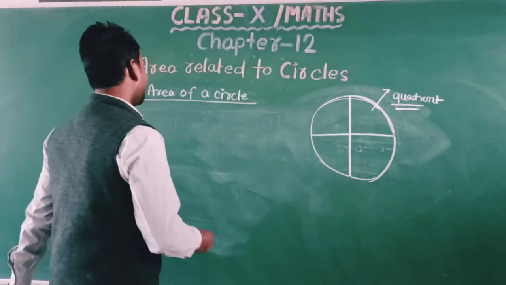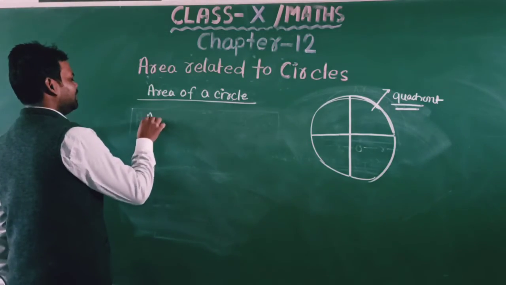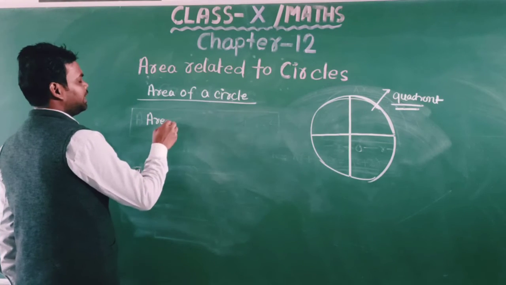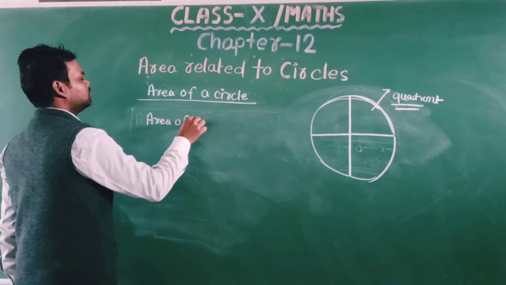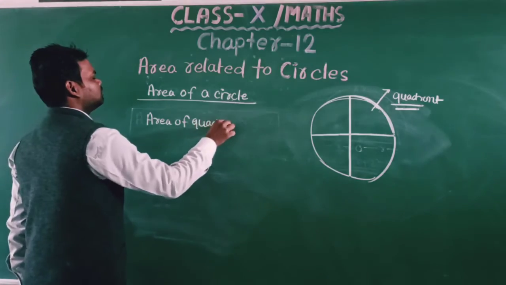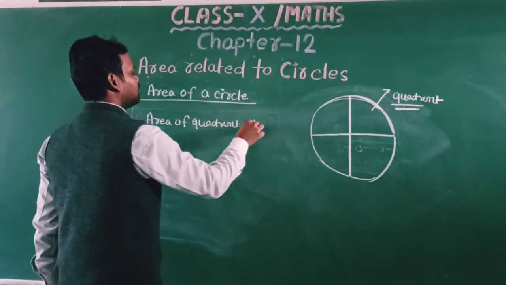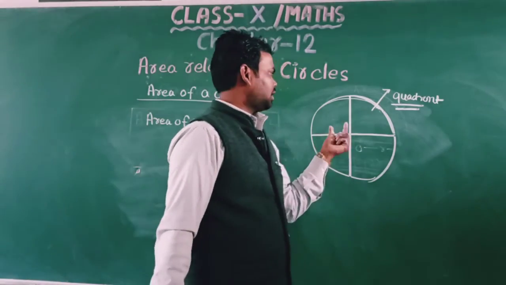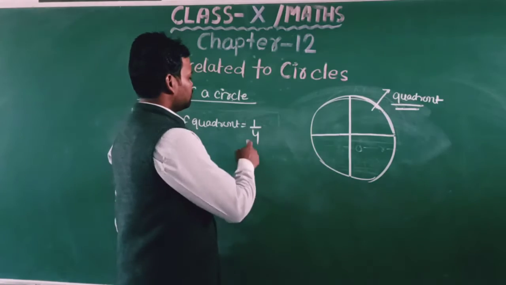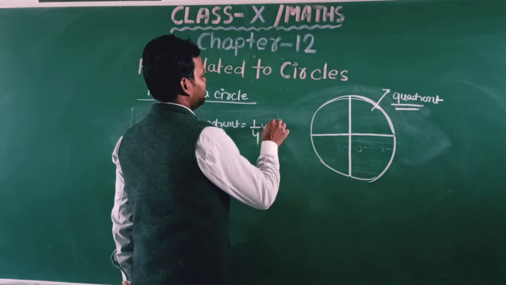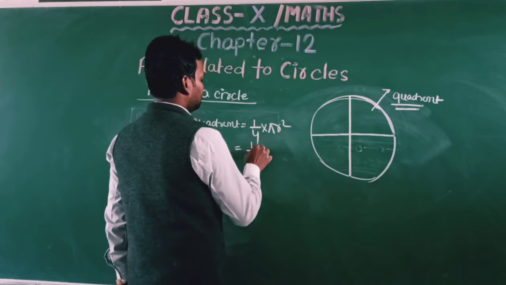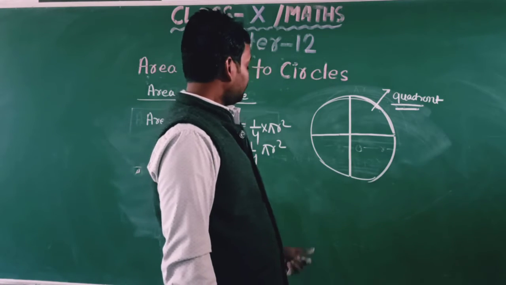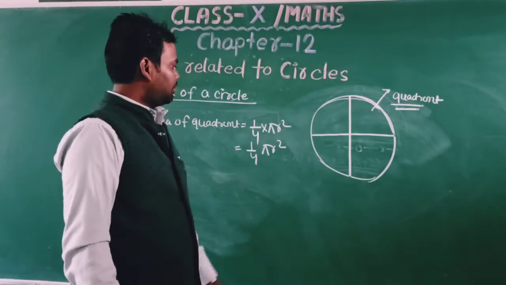So to calculate the area of a quadrant: the area of a quadrant equals 1 by 4, meaning one fourth part of the circle is called a quadrant. So it is one fourth of the area of the circle, 1 by 4 pi r square.